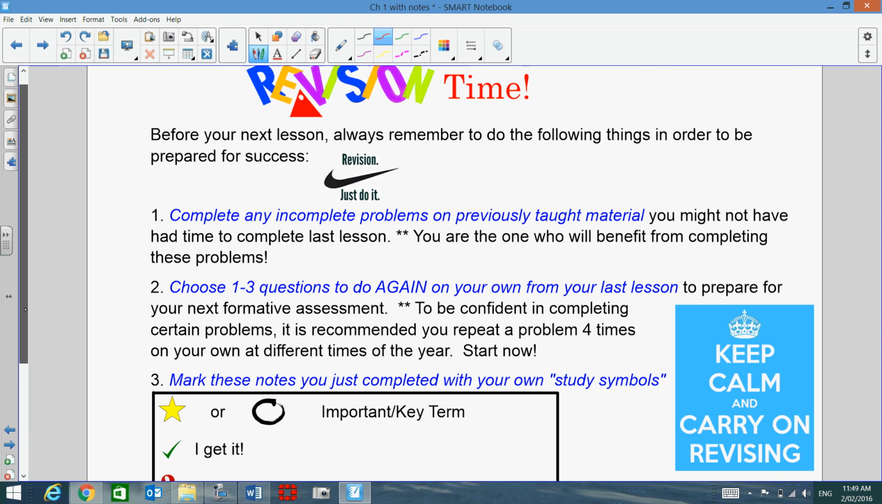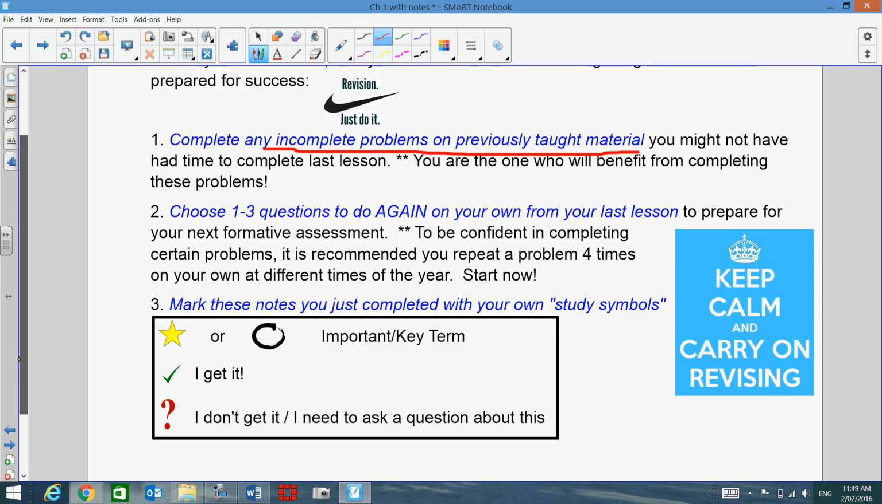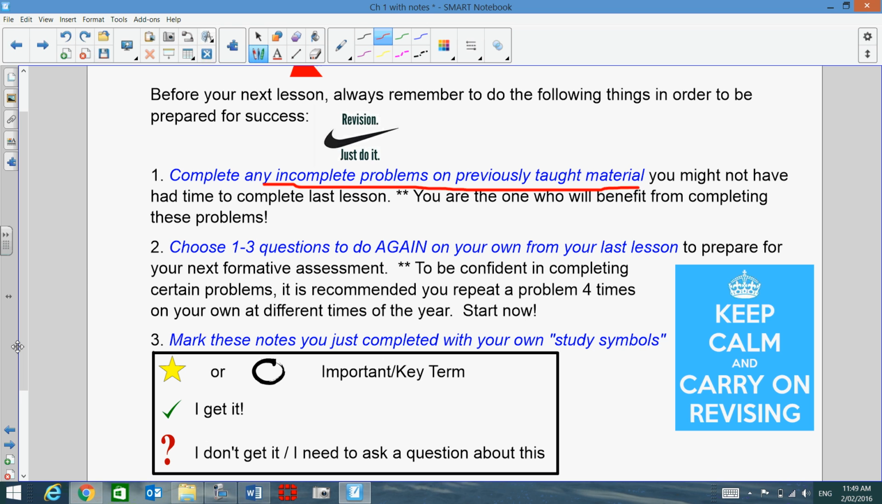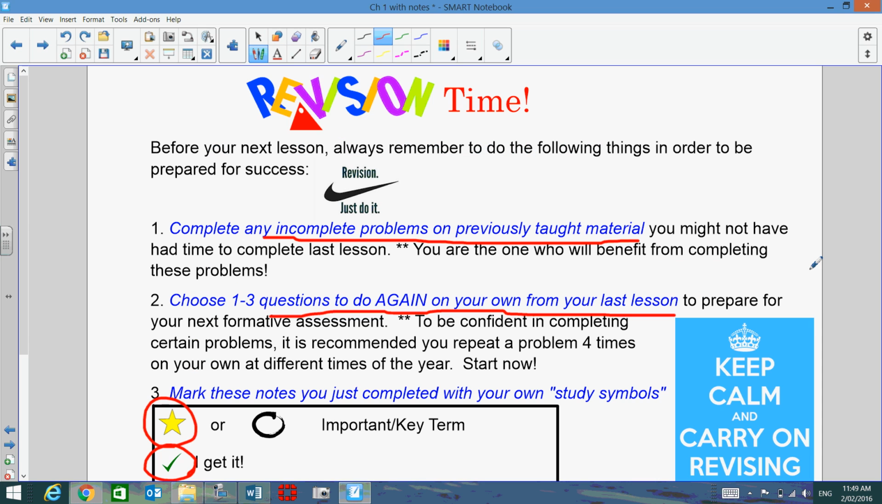So before you come back to class next time, go ahead and double check. Did you actually complete all the problems from our class today or last class? And good practice is always to go back and revise. Pick a couple questions that you could do again. Maybe you got a question in class, or maybe you just want to go over another question from class. So maybe pick one, 2, or 3 questions that you can do one more time. And then if you saw anything that was super important, or maybe something that you think you really understand, or maybe a question, go ahead and mark your notes so that you're ready to come in next class prepared. All right, see you next time.